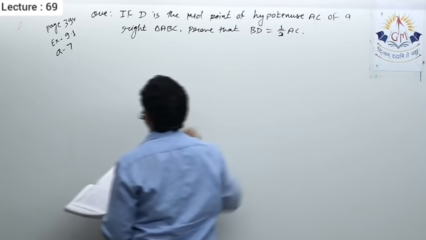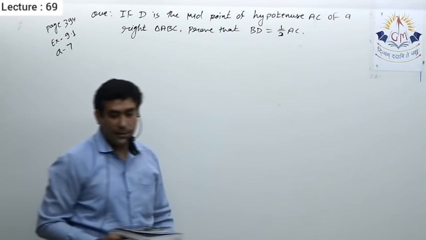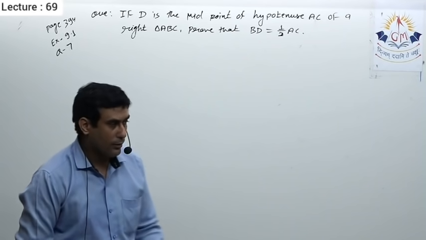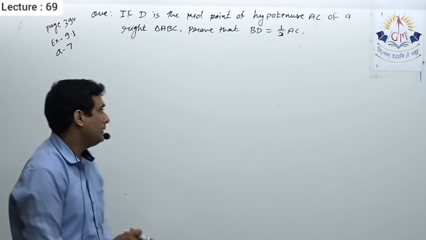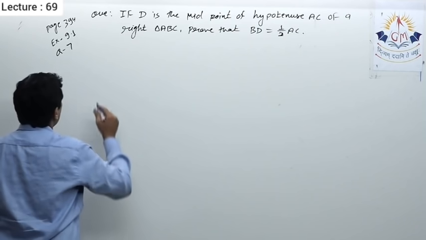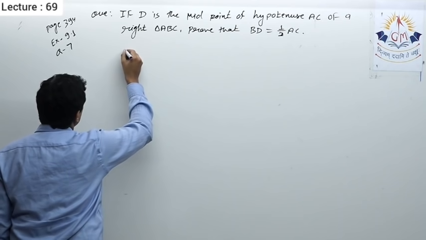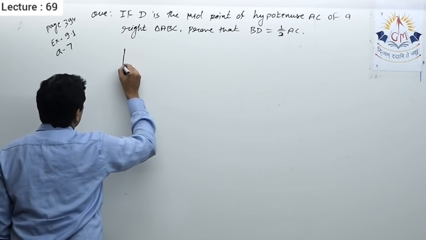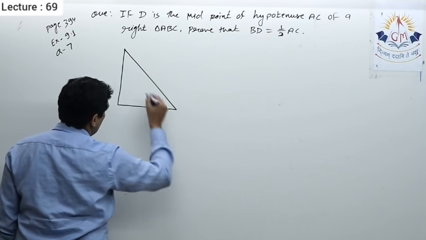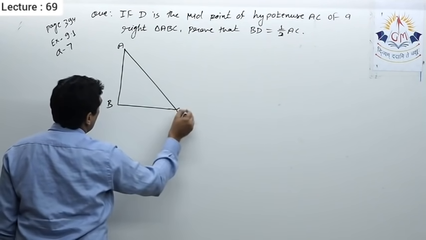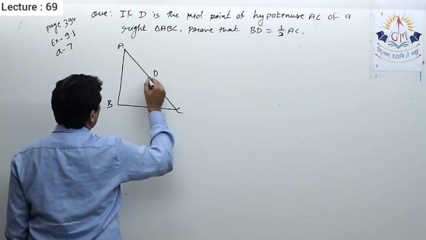Now this question is important because you'll find this question even in the next chapter, that is in quadrilaterals, and again in the next chapter, that is in the areas of parallelograms and triangles. So let us see how to start. It is given D is the midpoint of the hypotenuse AC of, so let's say this is the given triangle ABC, and D is the midpoint of hypotenuse AC.